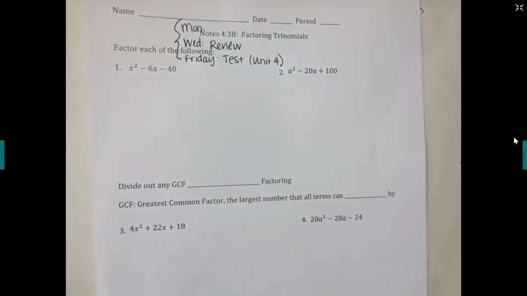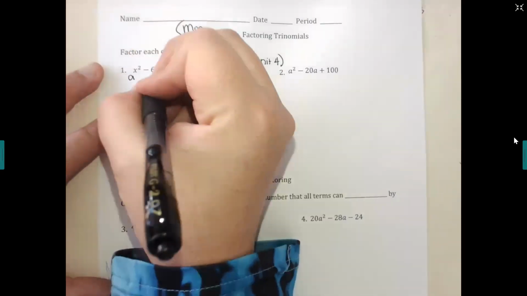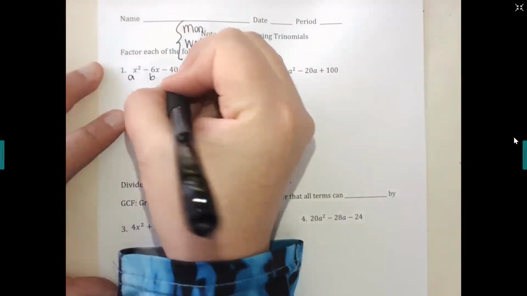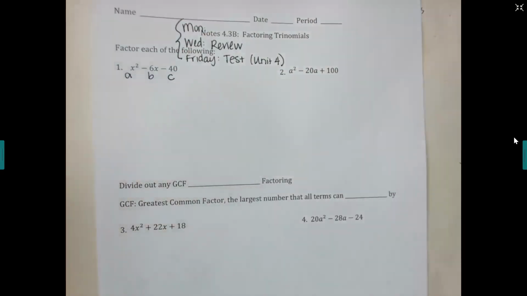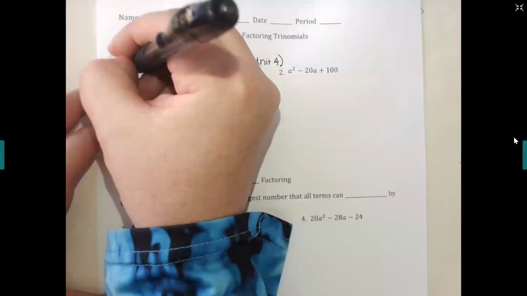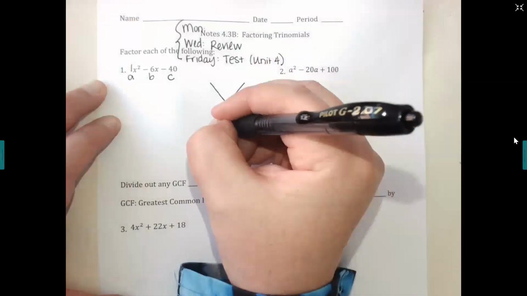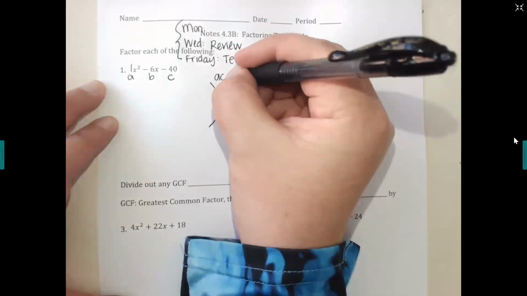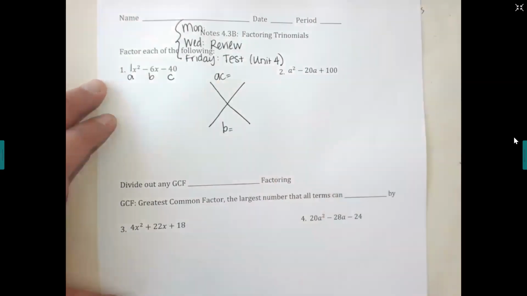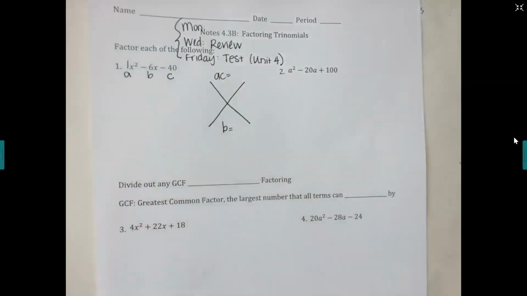Okay, let's see what we remember from last week. Look at number 1, label your A, B, C. Hopefully we remember this. Remember that if your A is not there, that means it's a 1. Draw me a big X here. Remember, the air conditioner goes in the attic. The basement goes on bottom.